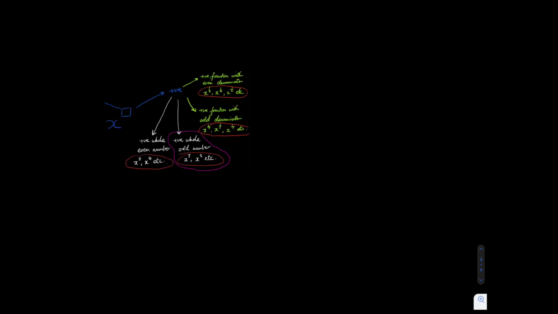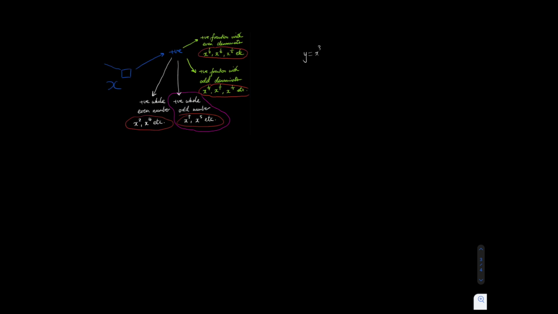Now let's consider power functions where the power is a positive whole odd number. We'll ignore y equals x to the power of 1 because that's just a straight line, and we'll start off with the next basic one, which is y equals x to the power of 3, which is a cubic. And a cubic looks something like this.